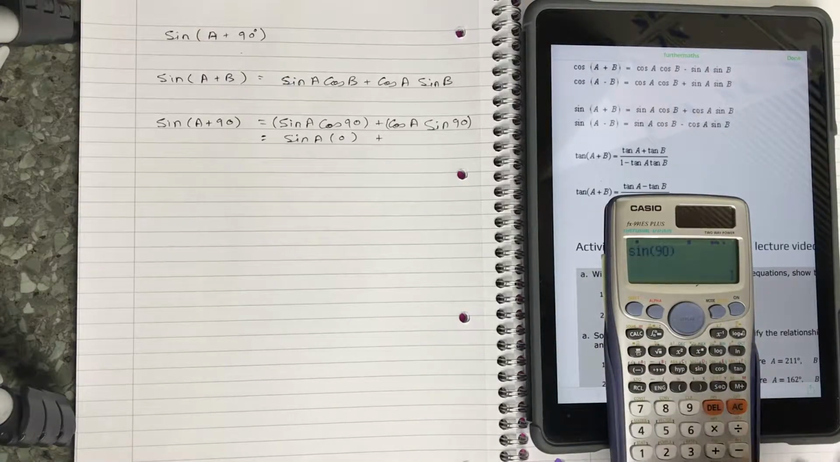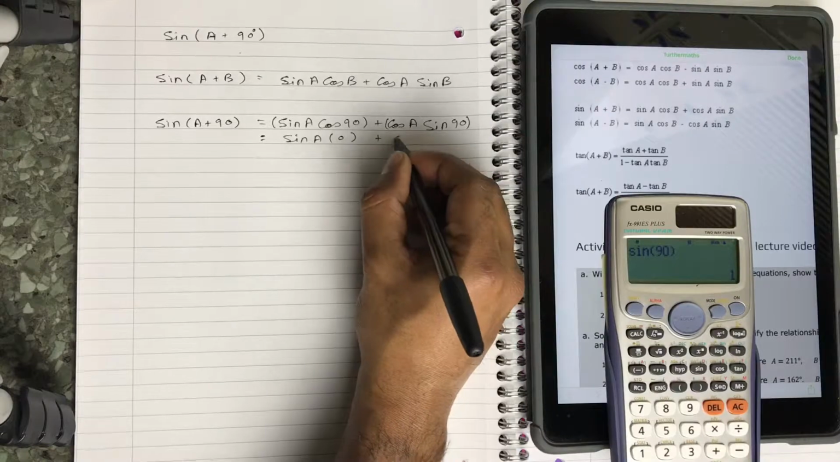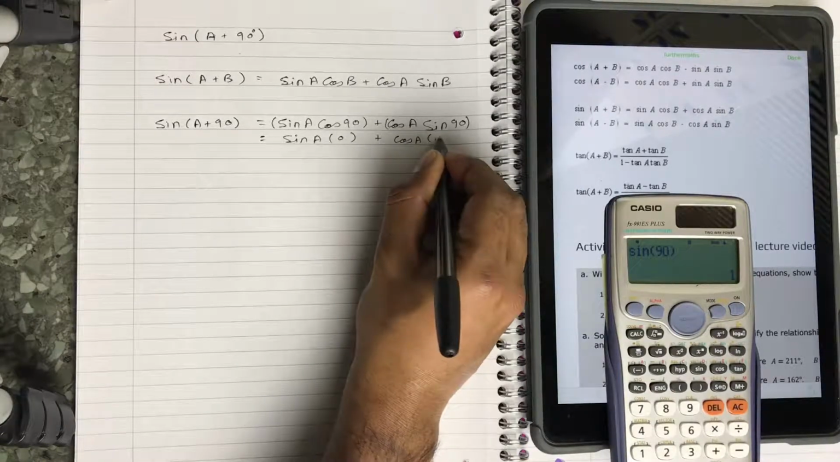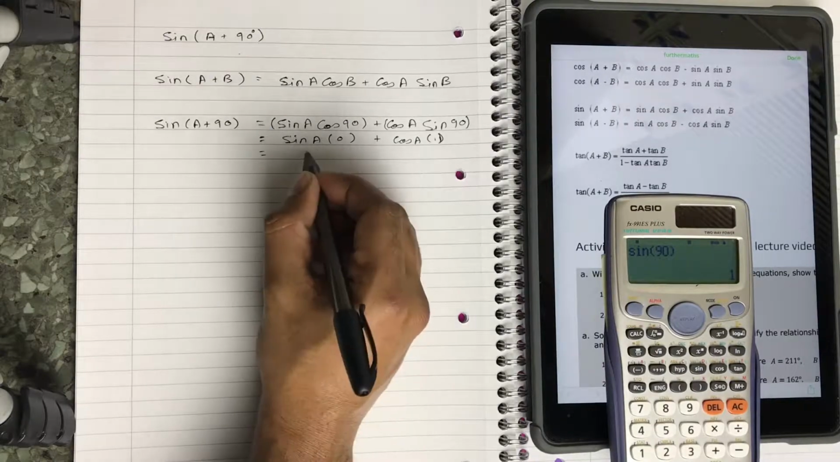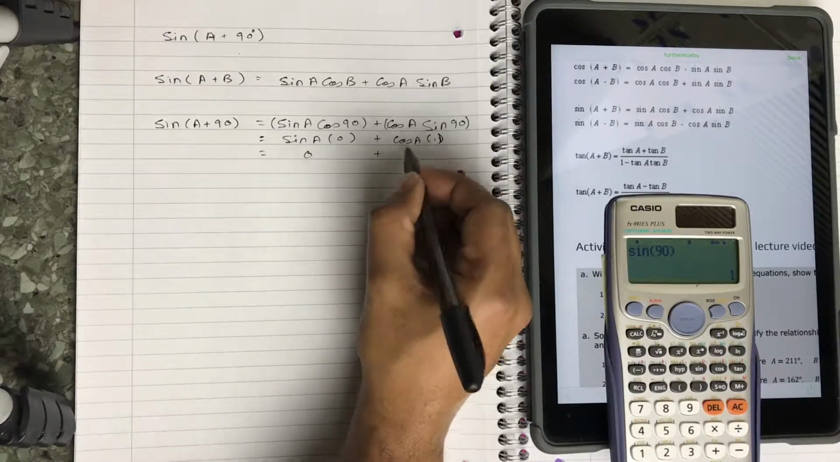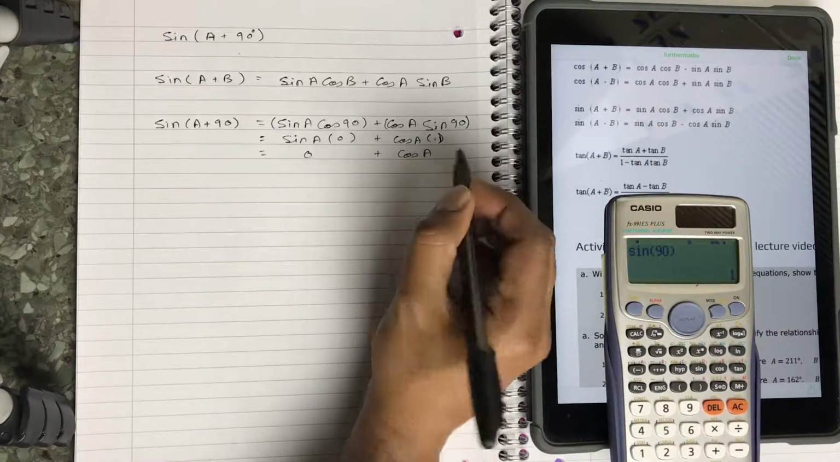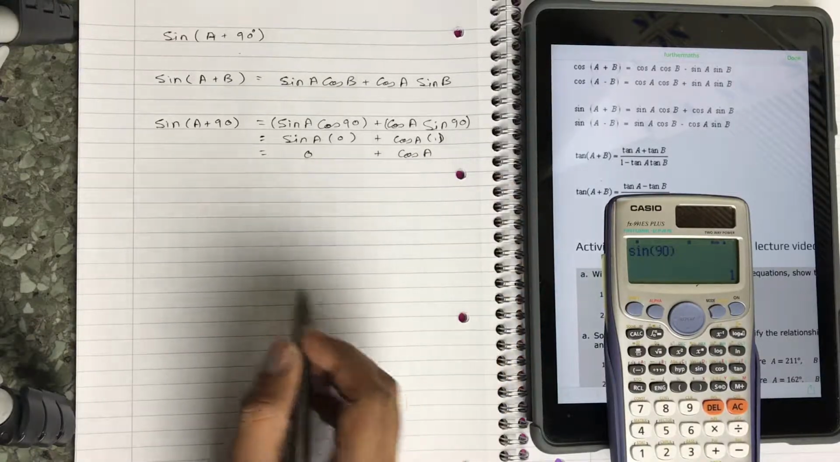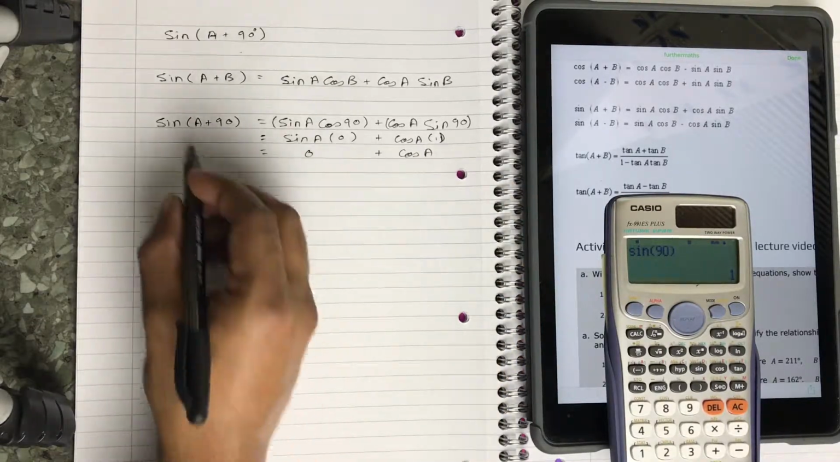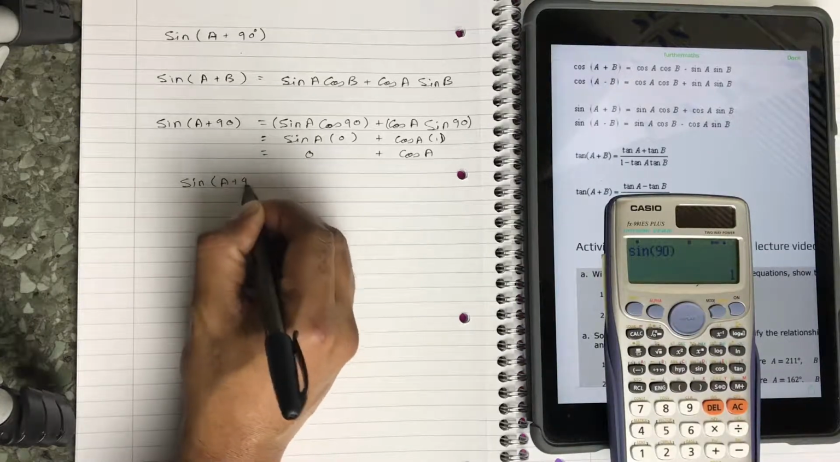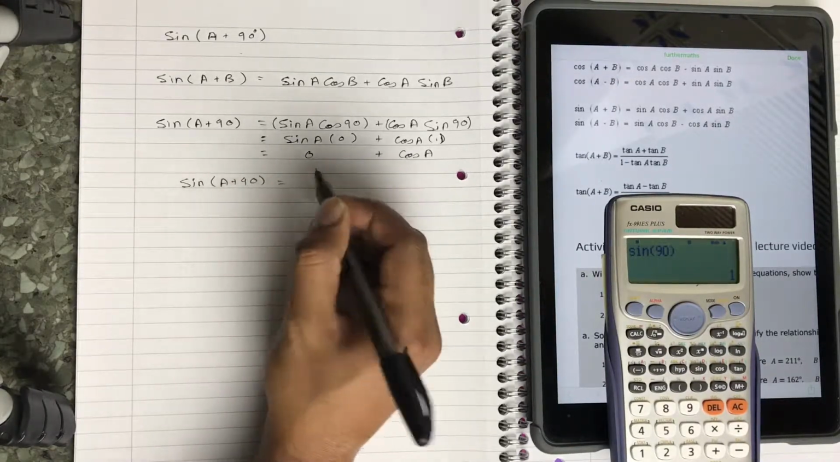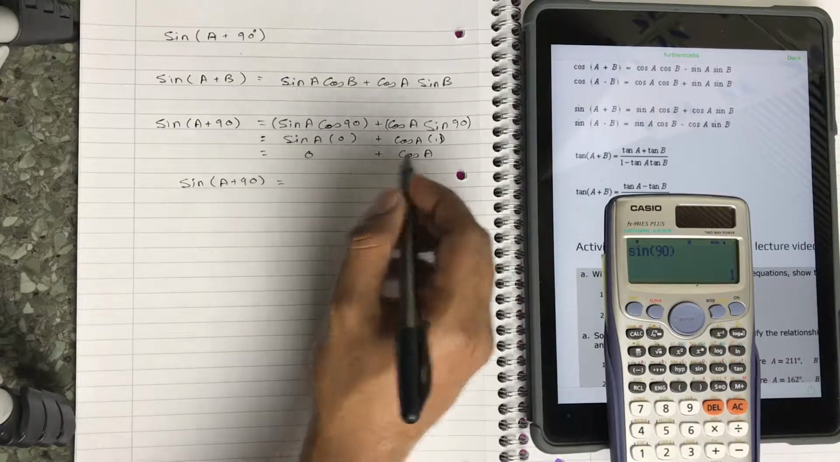close bracket, will be equal to 1 plus cos a times 1. So that's going to be equal to 0 plus cos a. Hence sine of a plus 90 will be equal to cos a.